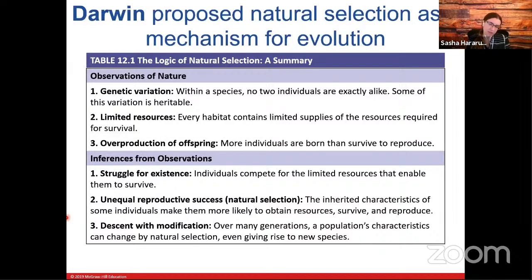It's true in economics and it's true in nature. The second inference that Darwin made was that there was unequal reproductive success, or natural selection. The inherited characteristics of some individuals make them more likely to obtain resources, survive, and reproduce. And finally, the third inference that he made based on his observations was the one of descent with modification. So, over many generations, a population's characteristics can change by natural selection, even giving rise to new species if the differences in the genotype become sufficiently large, sufficiently substantial.